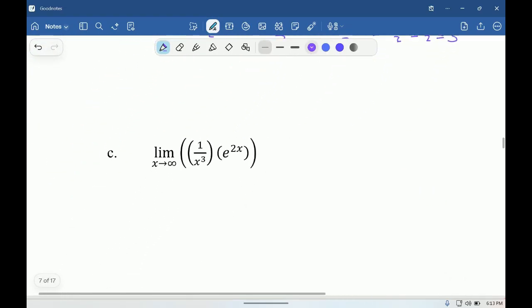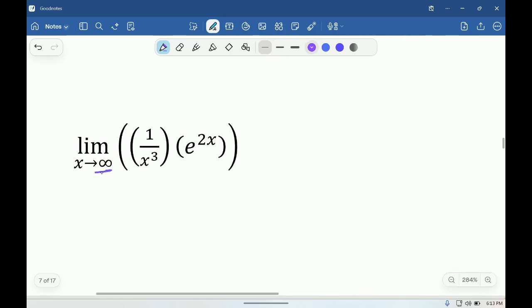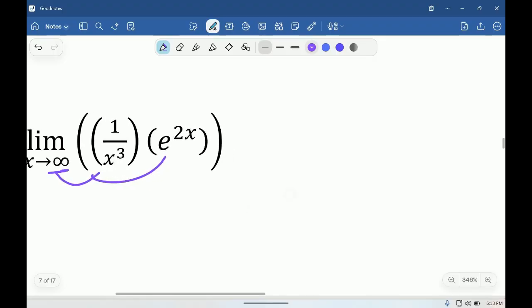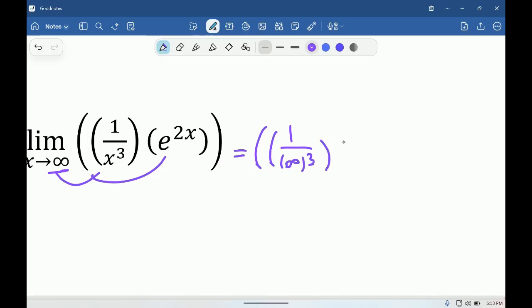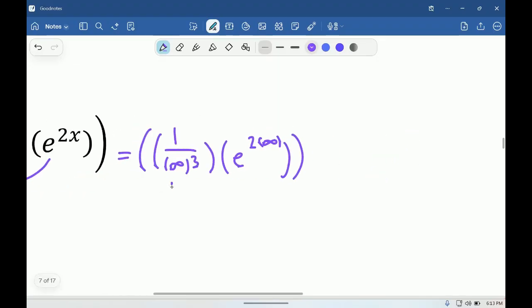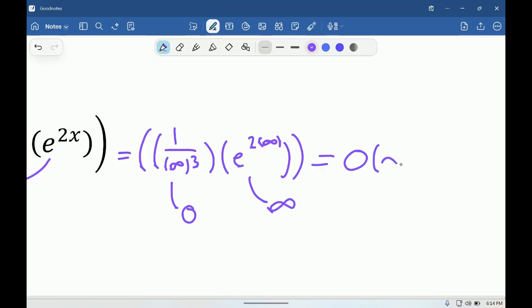And then for our next problem, we're also going to just plug in positive infinity for our x's to find the form. It's going to be like this. This is going to be 0, and this is going to be positive infinity. So this is going to be the 0 times positive infinity type.